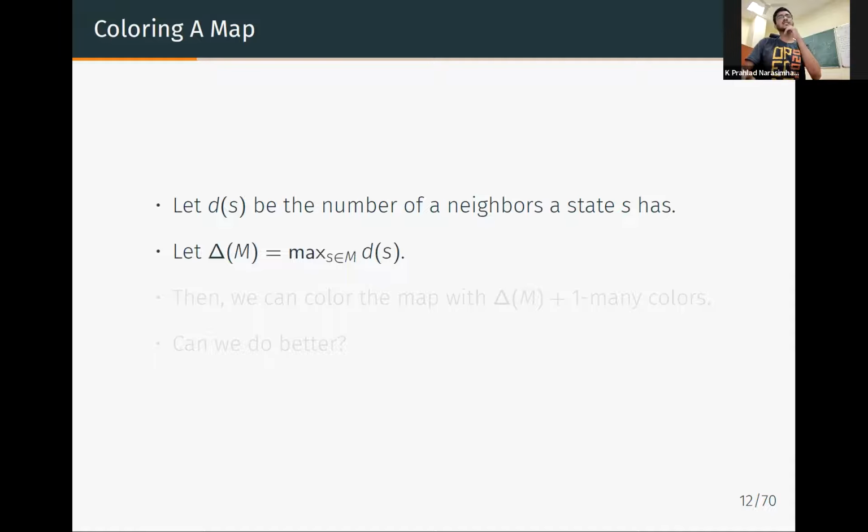Now let capital delta, the Greek letter capital delta, of this map M be the maximum number of neighbors a state has, right? Then what have we done? To color Blobland, we colored the map with delta of M plus 1 many colors, right? And it's not hard to see that you can do this given any map.